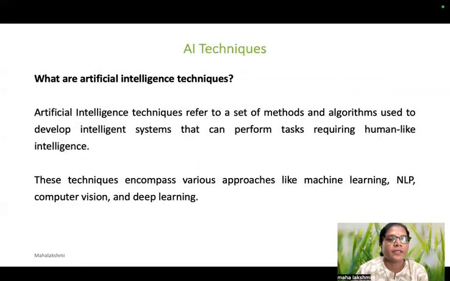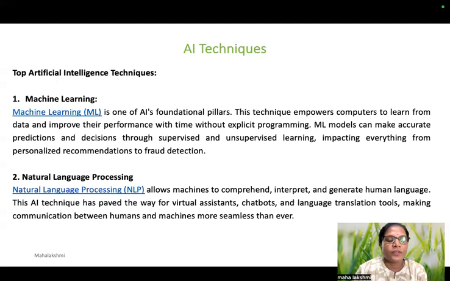What is an AI technique? An AI technique refers to a set of methods and algorithms that are used to develop intelligent systems that can perform tasks requiring human-like intelligence. These techniques encompass various approaches like machine learning, NLP, computer vision, and deep learning. These are called artificial intelligence techniques. First, we will discuss them one by one, starting with machine learning.